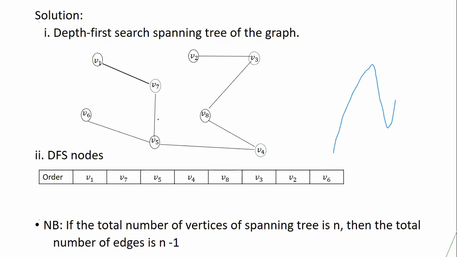Then we can get DFS nodes by just arranging them in the order that you marked the vertices. So you have 1 up to 8. And you have vertex 1, vertex 7, vertex 5, as you can see here. So this is what we call the DFS nodes. It shows the order of your movement. Is that point okay?